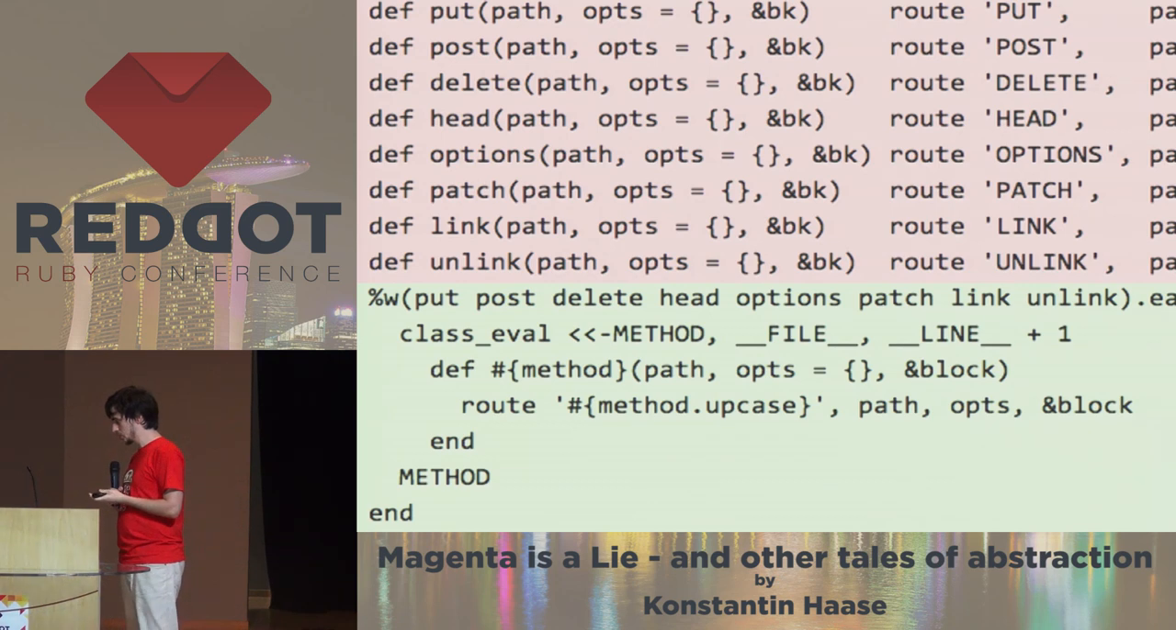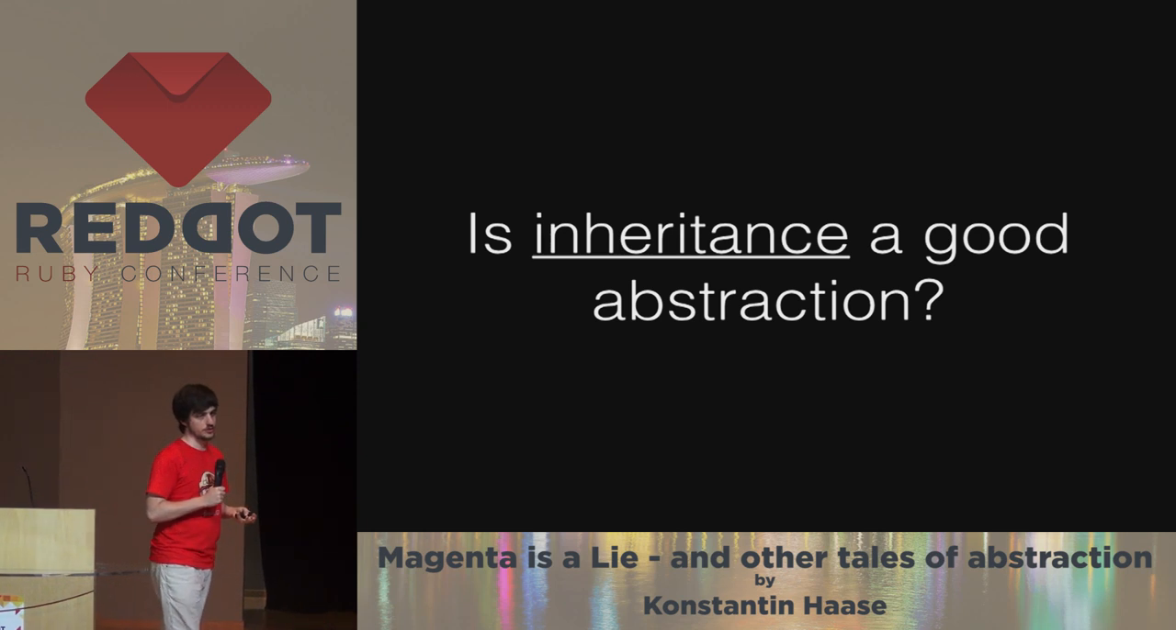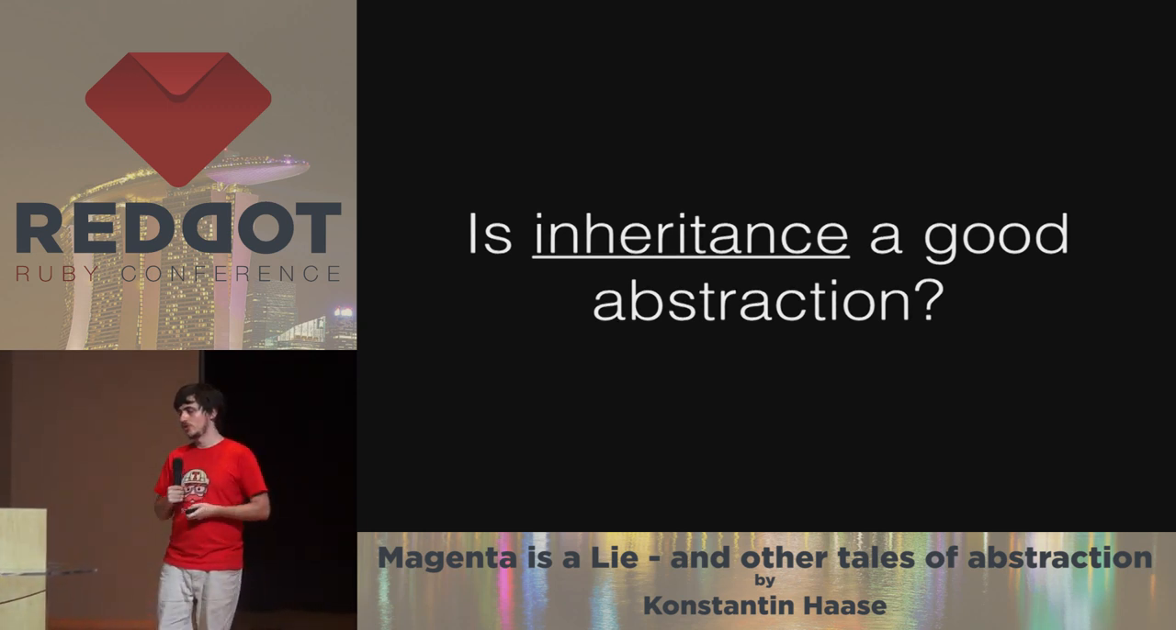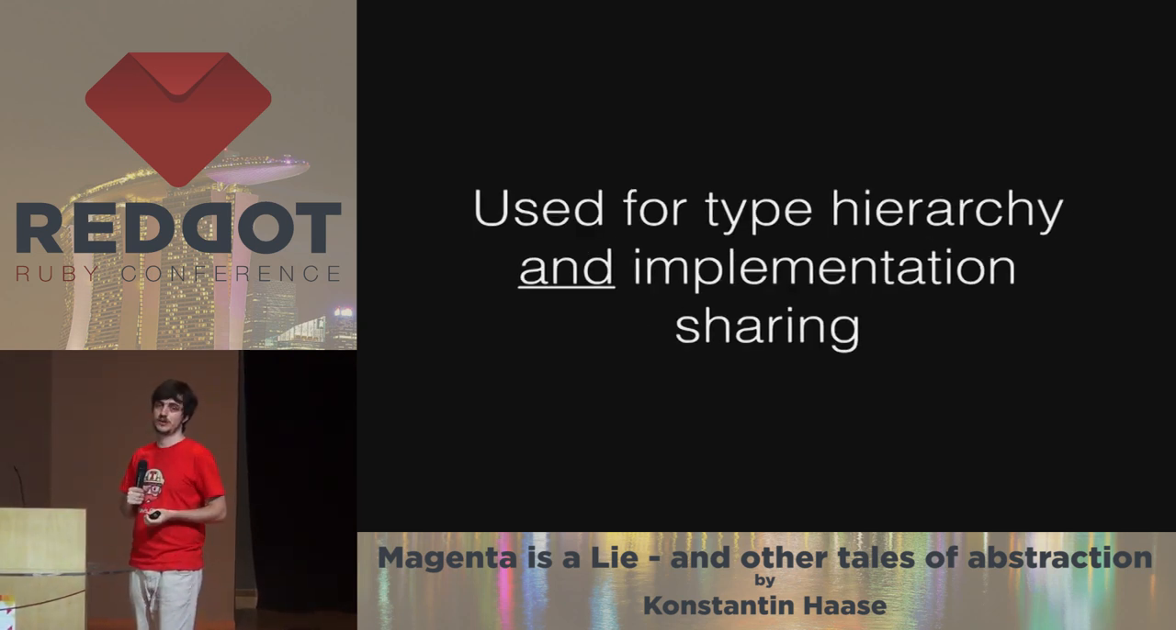Okay, so in Ruby, we use a lot of inheritance as an abstraction. We use classes. It's a basic abstraction. We use object-oriented programming. Here's a thing to think about there. Is inheritance a good abstraction? Because we use inheritance for two things. We use it for type hierarchy, and we use it for implementation sharing.